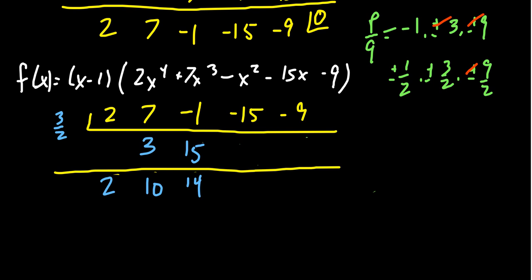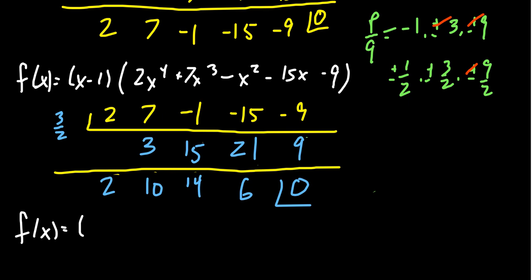Well, that's another even number. This is nice. 2 goes into 14 7 times. 3 times 7 is 21. 21 take away 15 is 6. And 2 goes into 6 3 times. 3 times 3 is 9. Well, Bob's your uncle there. Negative 9 plus 9 is 0. So we found our root. That's wonderful. And so now let's look at the factorization. f of x then factors as x minus 1.